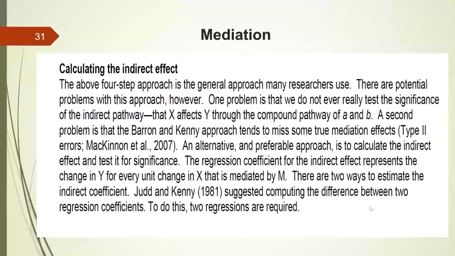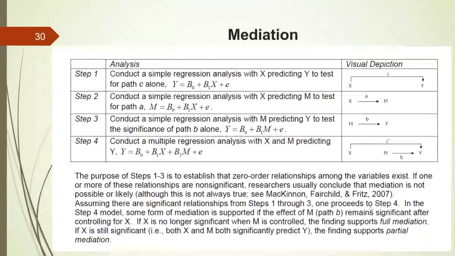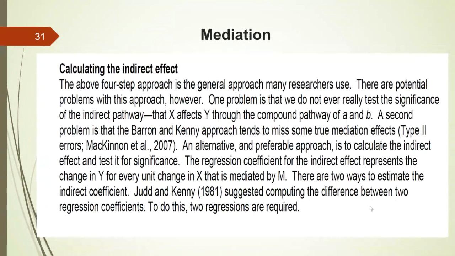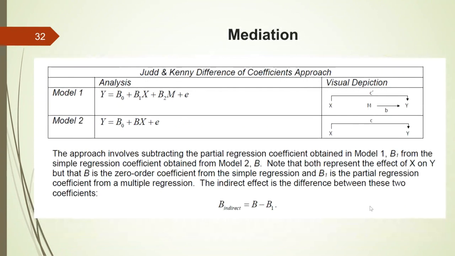Now, this can get complicated, and I wanted to show you how it is. I'm not going to cover it, but I will give you directions. Because the problem with this is that even though you find that M is significant, you don't really test the significance of the indirect pathway. It's not 100%. So an alternative and preferable approach is to calculate the indirect effect and test for significance. And this is what they propose. There are two ways to do it.